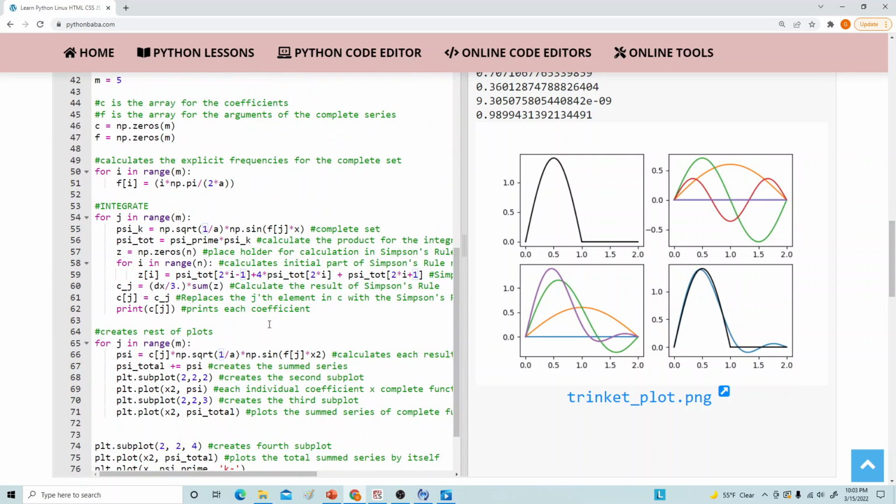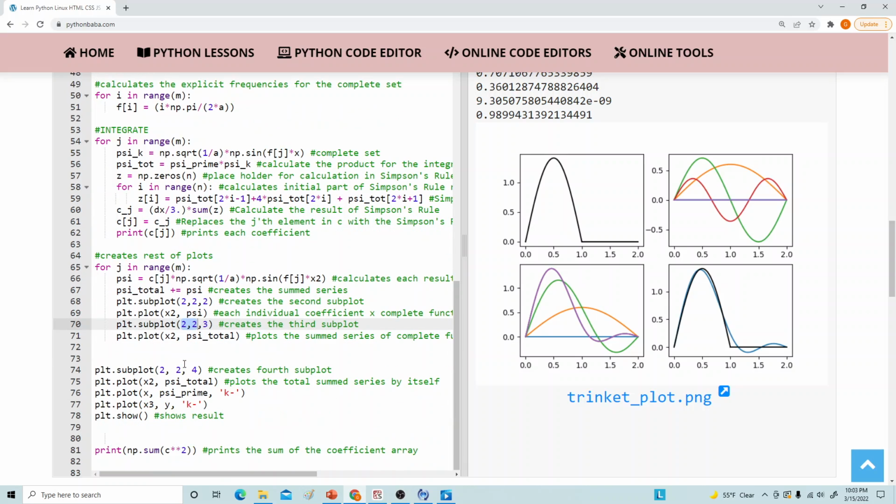So for my other subplots, 2, 2, 2 means I'm still doing the same series, 2 columns, 2 rows, and I want this to be the second graph. So it creates this graph right here. And then subplot 2, 2, 3, 2 rows, 2 columns. I want this to be the third plot. And then 2, 2, 4, 2 rows, 2 columns. I want this to be the fourth plot.